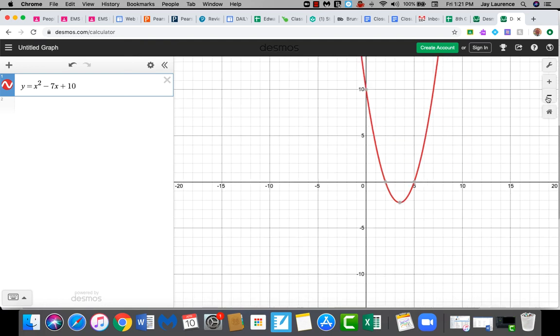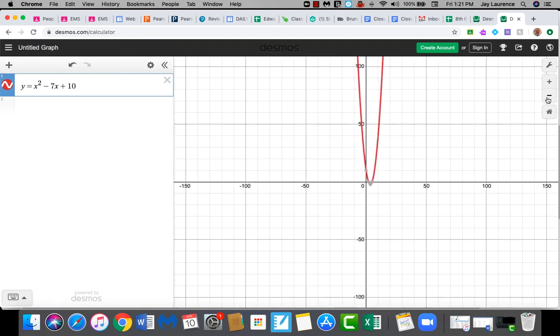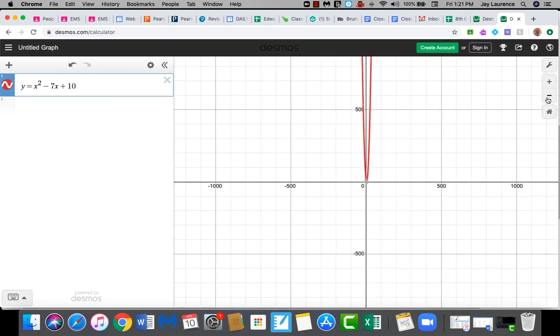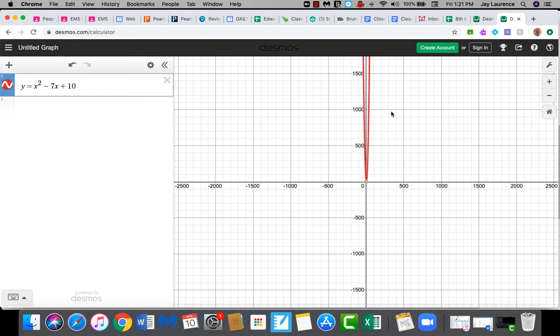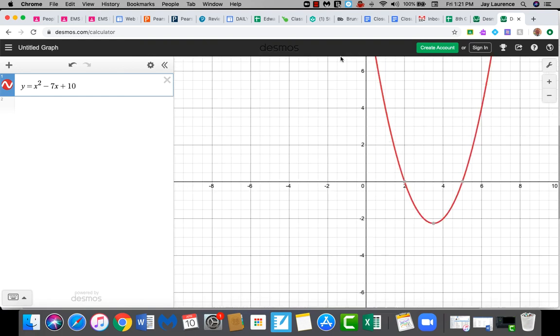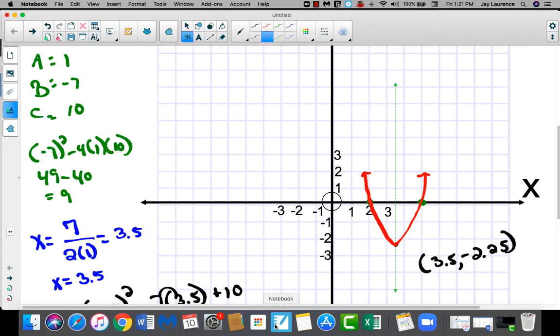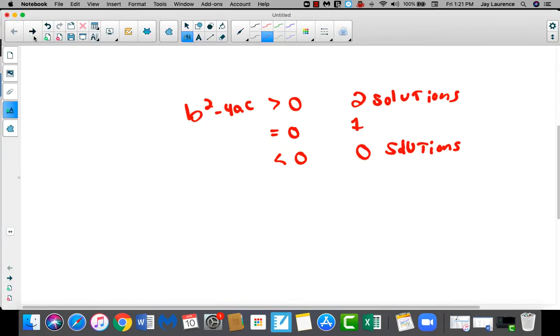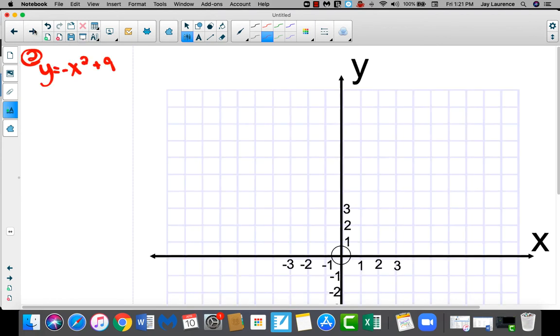And of course, it goes forever and ever. And it does not go vertical, even though on the computer it starts to look like it does. All right. Very, very good. Okay, let's do another example here. Oops, that's not the example. There it is. All right, now I have y equals negative x squared plus 9.